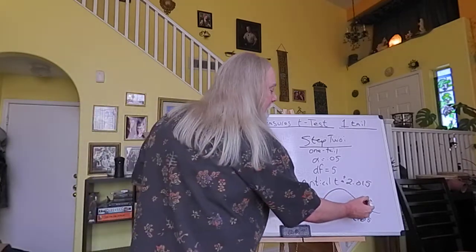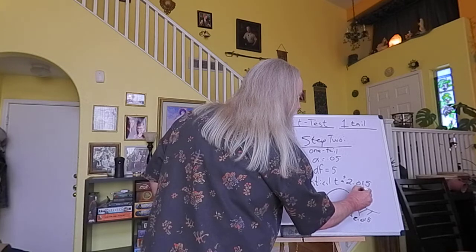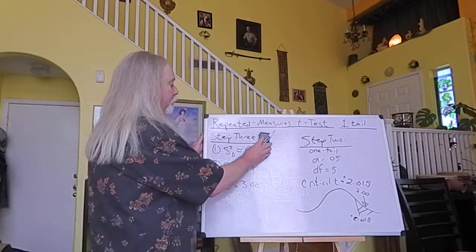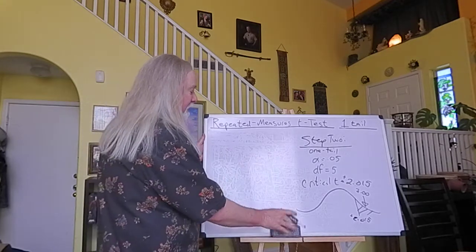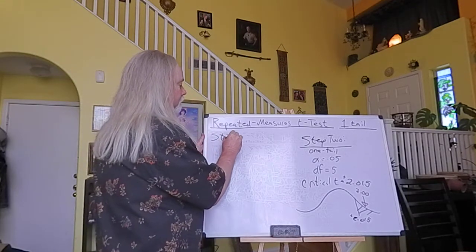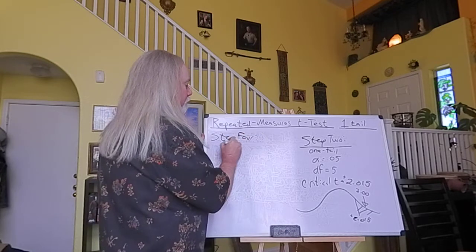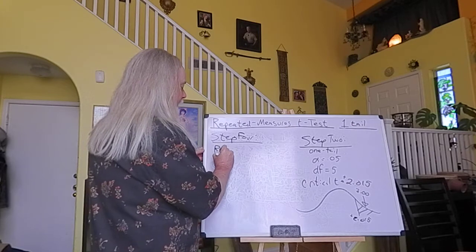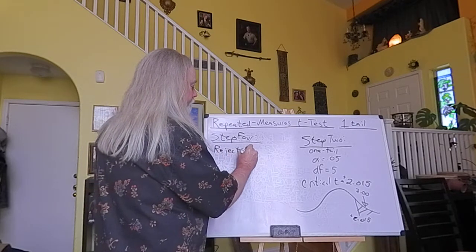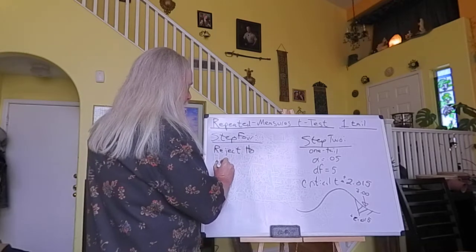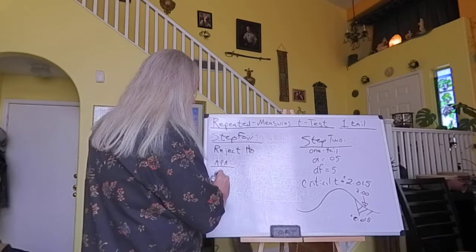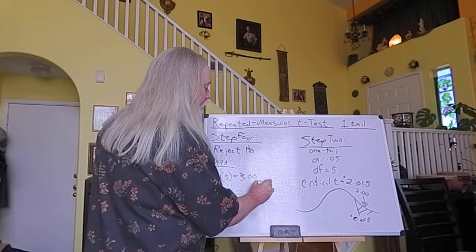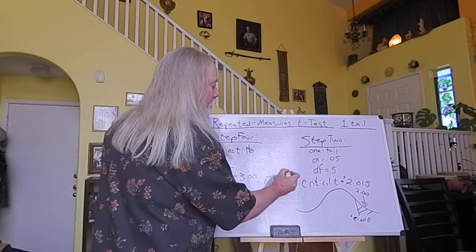We look at our roadmap over here, and again, we are in that critical region. We are in the shaded areas. So we know for step 4, the decision is going to remain the same. We're going to reject the null. And in APA, it's going to look exactly the same. t(5) = 3.00, semicolon, p < 0.05.